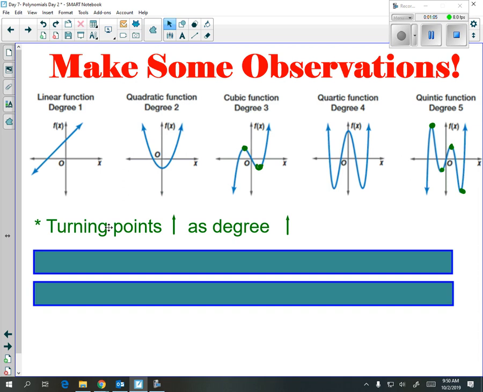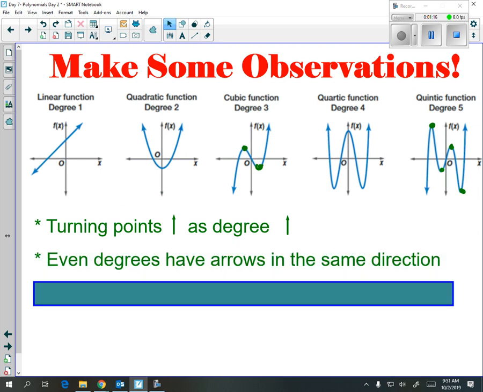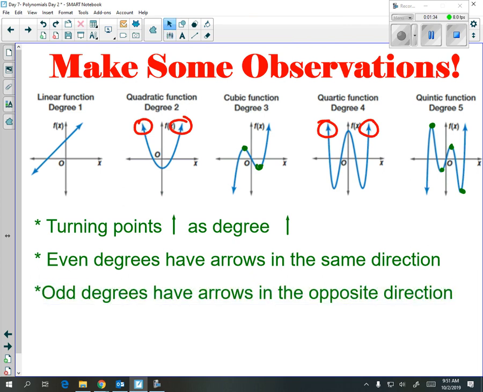Do you notice anything about the degrees and what that means for the arrows? I noticed that all even degrees have arrows going in the same direction. So my quadratic, both arrows go up. Quartic, both arrows go up. They can also both go down, but in these examples they go up. Now my odd degrees have arrows that go in opposite directions, right? One's up, one's down, one's up, one's down, and the same thing.